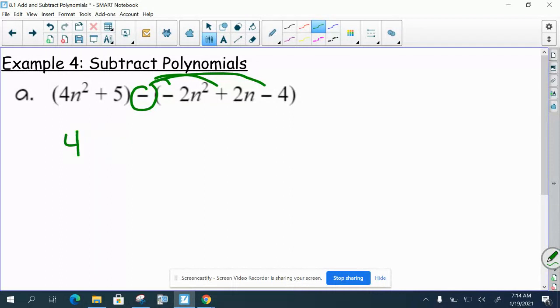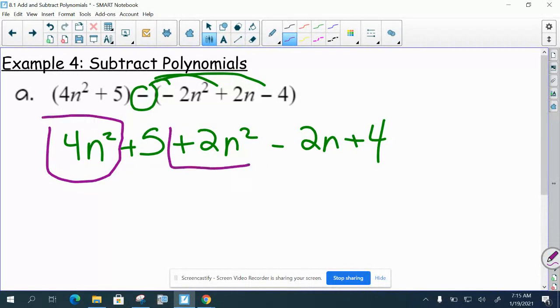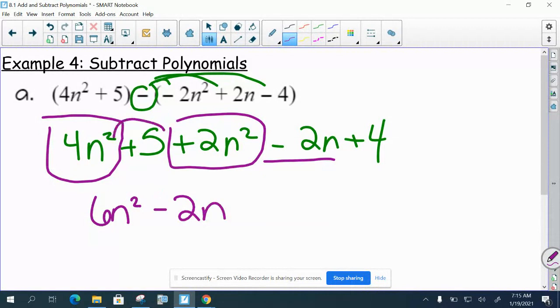So we're going to keep the 4n squared plus 5, and then this is going to become plus 2n squared minus 2n plus 4. Okay, so now we can just combine like terms based off of what the new sign is in front of each term. So I'm going to take the 4n squared, that's my highest power, and the 2n squared, and that's going to become 6n squared. My next highest power is just n, so that's just minus 2n, it's alone. And then we've got 5 plus 4, which is 9.